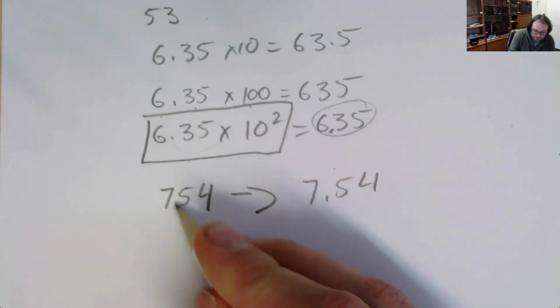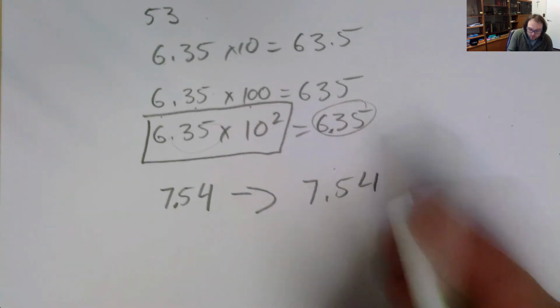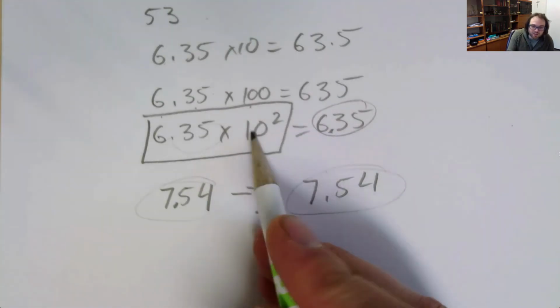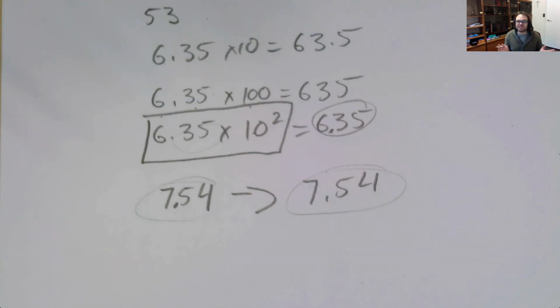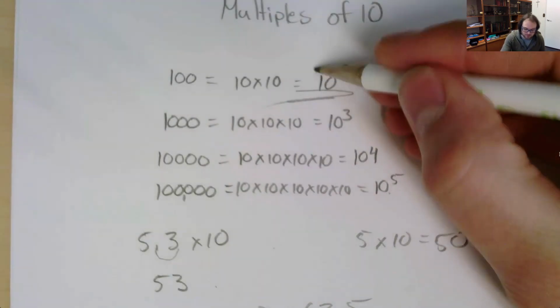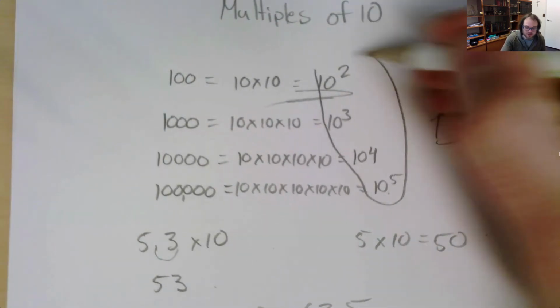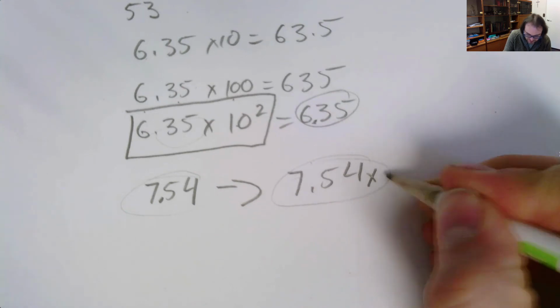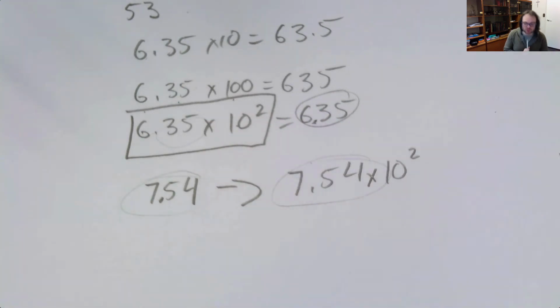So I want this to be 7.54. Only after the first number I want the decimal. Now, what do I have to multiply 7.54 by to get 754? I have to multiply that by 100. But in scientific notation, we don't say 100 or 1,000. We put it in the short form, in exponent form, something short, so we don't get tired writing things out. So I'm going to have to say times 10 to the 2.